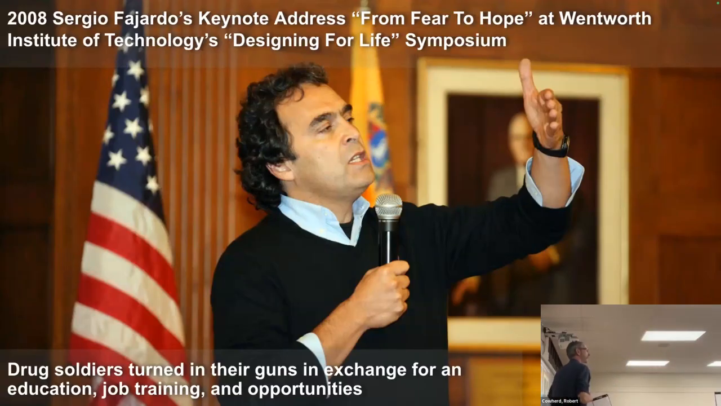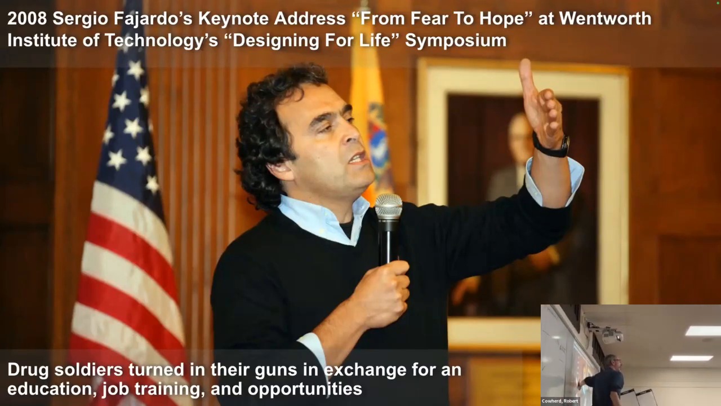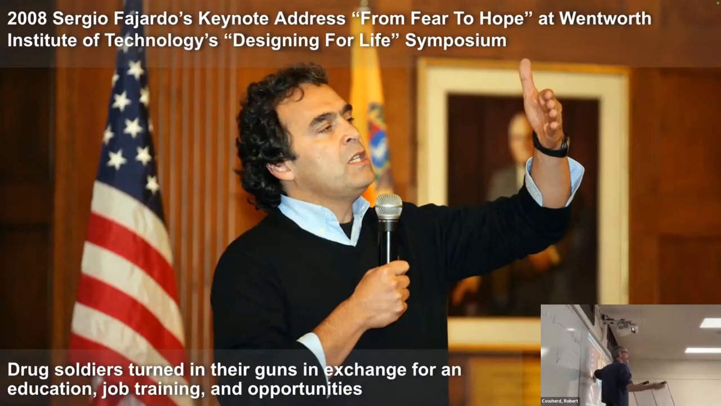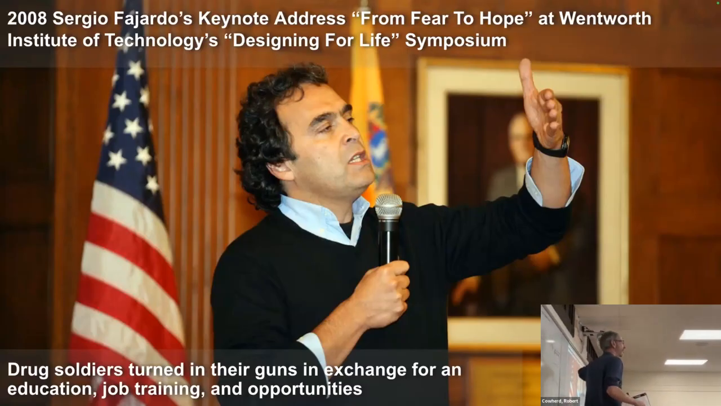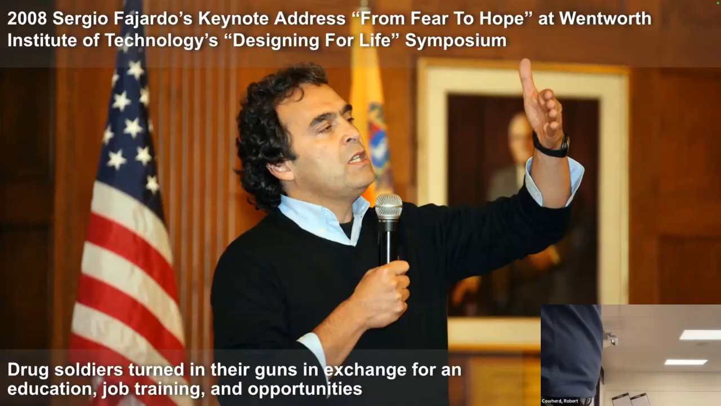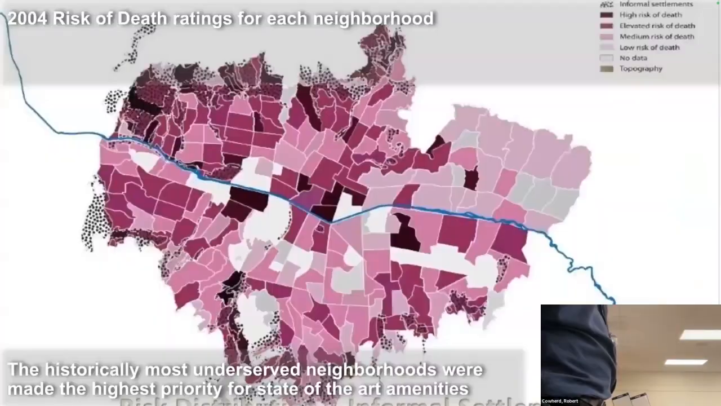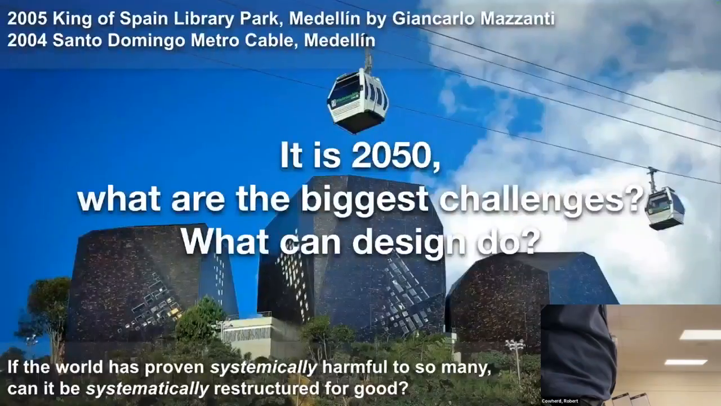And Delgado said, hey, I'm going to call up my friend Sergio Fajardo and ask him to come to Wentworth, along with a bunch of architects and planners from Medellin and Caracas. And so he came and he explained this whole strategy to Wentworth students and faculty. And it was the first place he came out of Colombia when he stepped down, and he was running for governor of the province. And ever since then, he's been a candidate for president of Colombia. But he came to Wentworth to explain how this works.